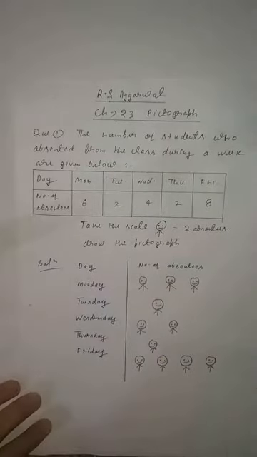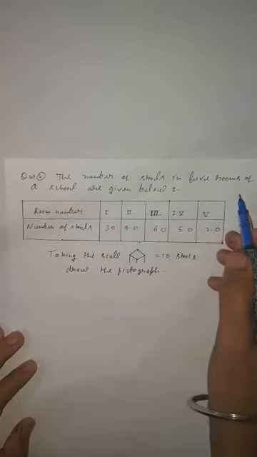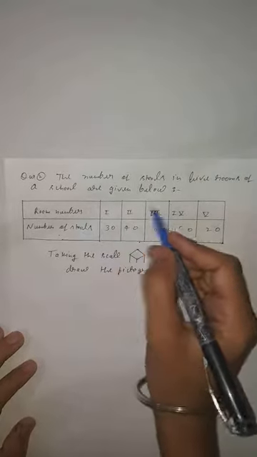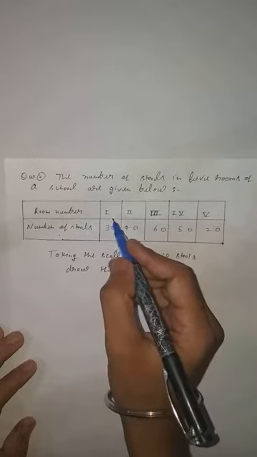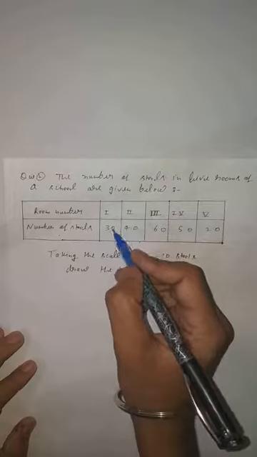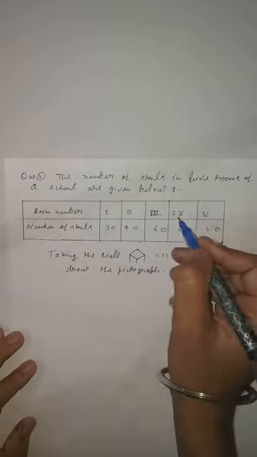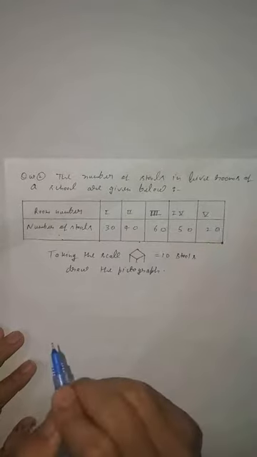So this is your fourth question. Now come to the next question. Now students, this is our next question. In this question also you have to follow the same pattern. What is given? The number of stools in 5 rooms of a school are given below. This is room number 1, 2, 3, 4, 5 and the number of stools. In room number 1 there are 30 stools, in room number 2 40 stools, in 3 60, in 4 50, in 5 20 stools.